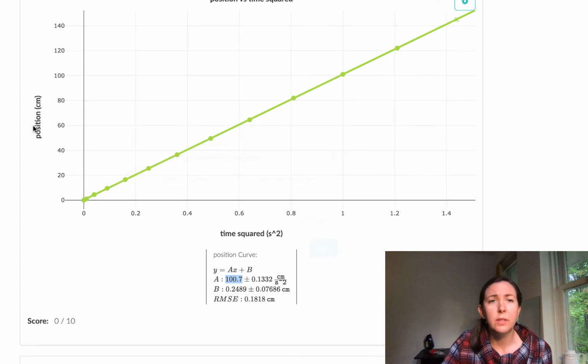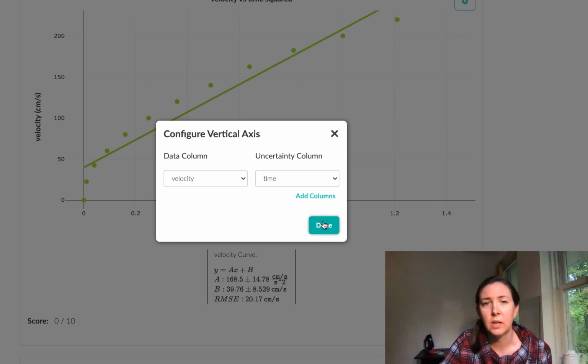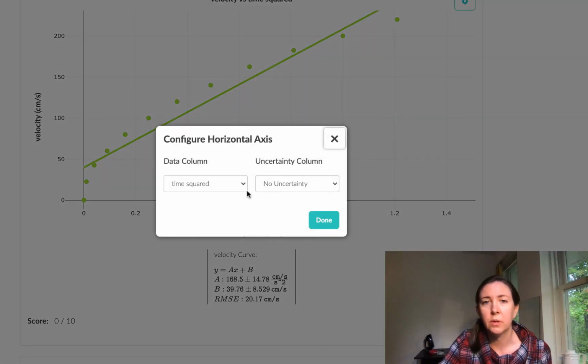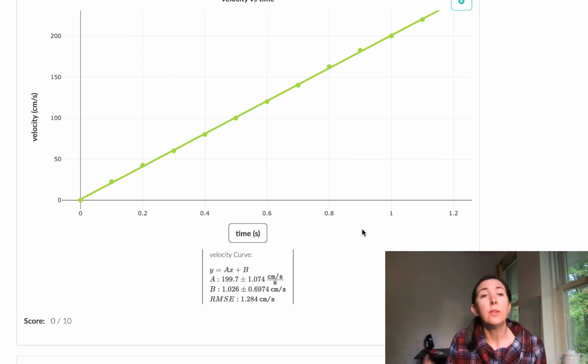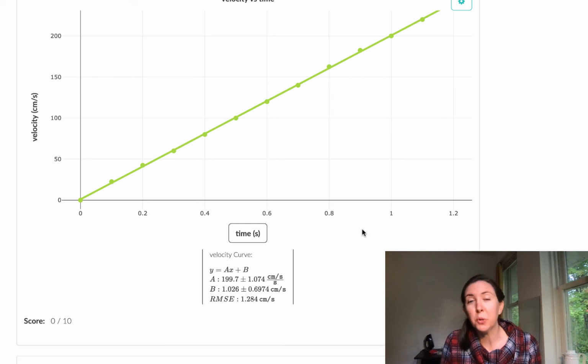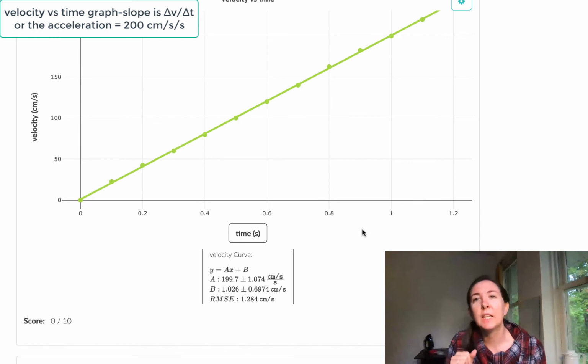Remember, when I graphed velocity versus time, I'm just going to do that again. Velocity versus time, not time squared, but time. When I graph velocity versus time, I get almost 200 centimeters per second squared. So graphing the velocity versus time, I get the acceleration as my slope.